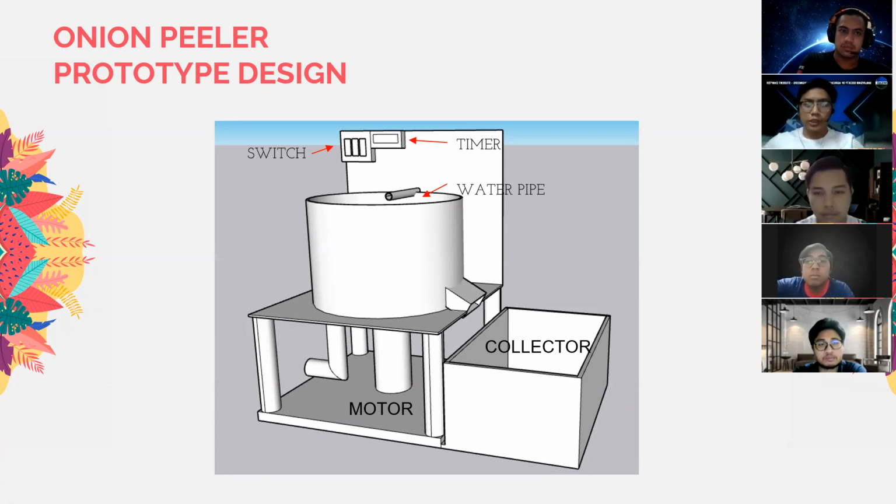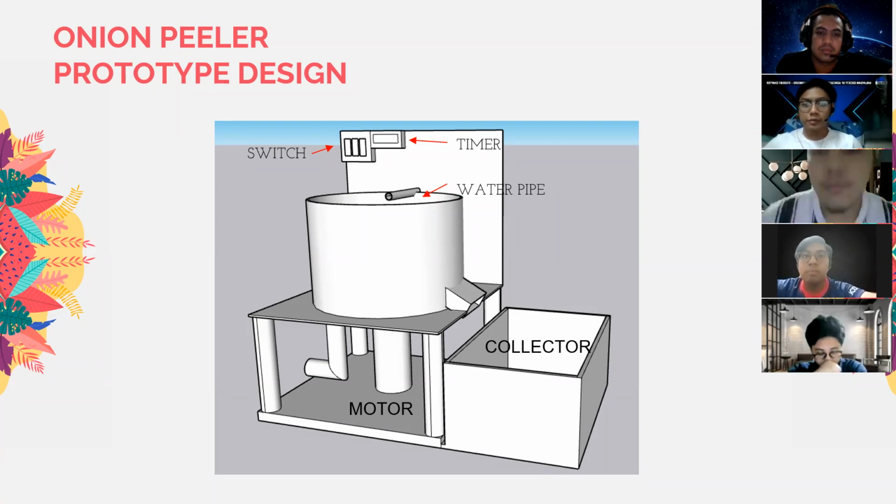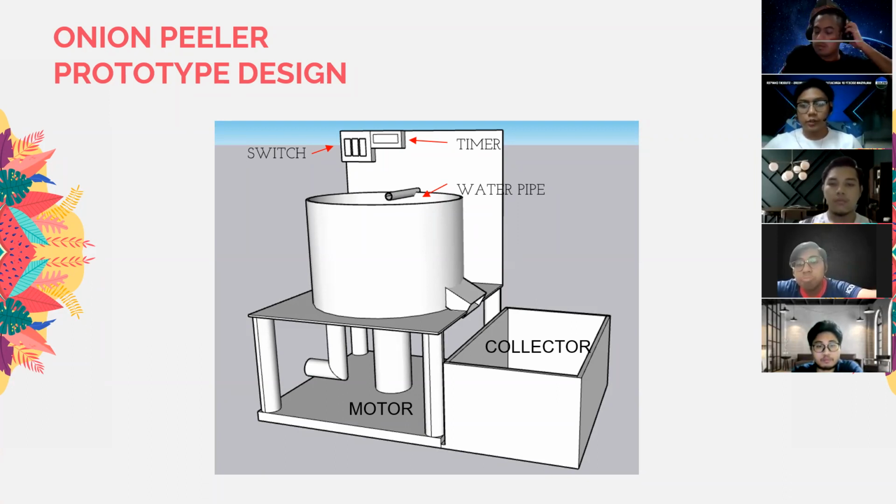Okay, next we go to the onion peeler prototype design. So as we can see, this is the prototype that our group came out with. The major components of the design: we have a motor, which will be spinning the spin plate, and then we use a PVC pipe for the water to flow inside this tube, and inside we also have rubber sticks. Then we have a switch to turn the machine on and off, and one emergency button in case anything happens, and then we have a chamber to bring out all the onion that has been peeled into the collector box.